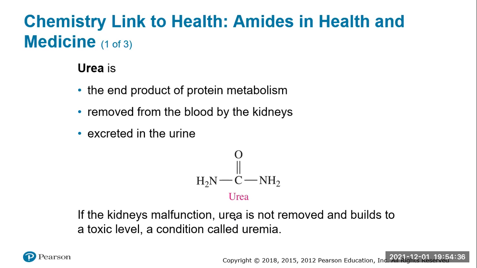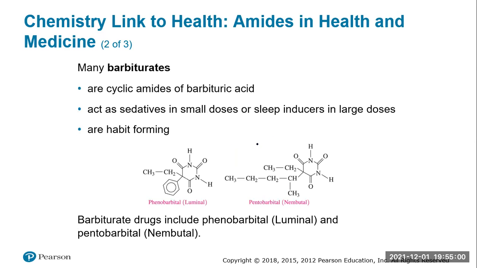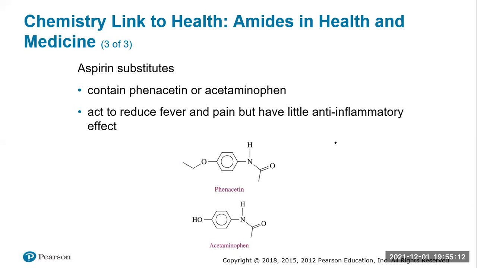Again, amides in health. Urea is the end product of protein metabolism. It's removed from the blood by kidneys, through sort of dialysis, excreted in urine. And again, here we do see our amide bond in urea, which is one of the products. Some other places that we see these sort of amides, barbiturates as well. We see our bond right there, our amide bond happening. Aspirin substitutes as well. We do see our amide bond right about there.